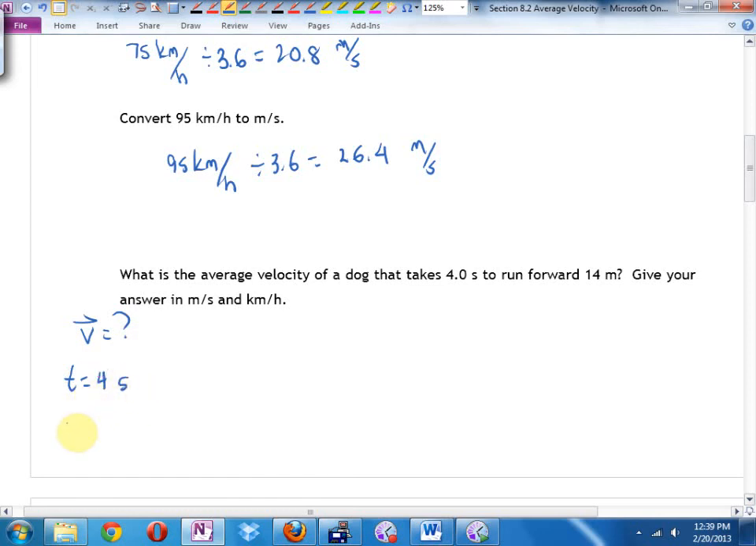And I see a 14. What's that? 14. That doesn't quite work. By the way, since they said forward, I think you could argue that it's a displacement. It's a positive 14, but I'm not going to be that fussy. Velocity is distance over time. It's going to be 14 divided by 4, which is what? 3.5 meters per second?